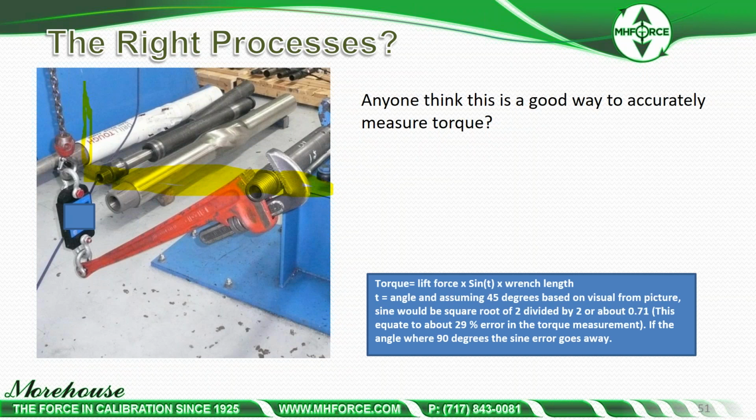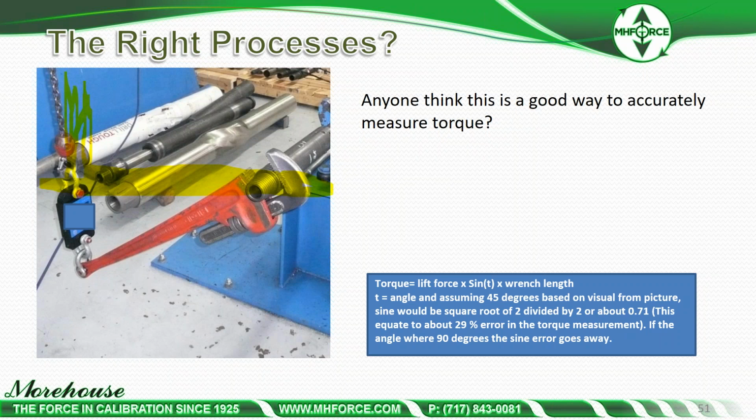if we do this actual calculation and we assume we have a 45-degree angle down here from the picture, the sine would be the square root of 2 divided by 2, or about 0.71. This equates to a 29% error in the torque measurement. If this picture were shot with the angle at 90 degrees, guess what? The problem goes away. There might still be some safety concerns, but all that 29% error goes away. So if anybody's doing this, just change the angle to 90 degrees and you'll be much, much better.